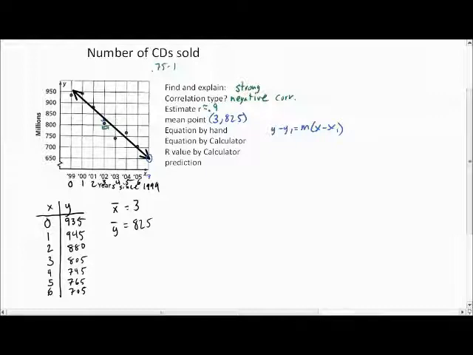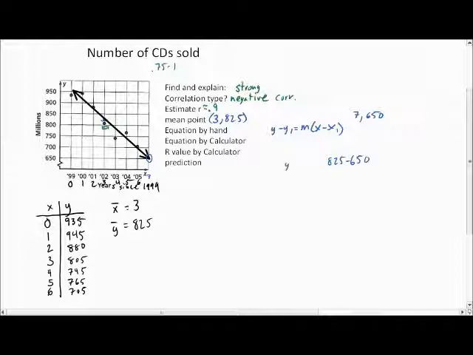Your mean point should be on your line. But when you do your slope, it doesn't need to be any of your real points. It just needs to be points on the line. So as long as you do that, you should be fine. And so we'll go ahead and we'll find the slope. So I'm going to use 3, 825 and 7, 650.